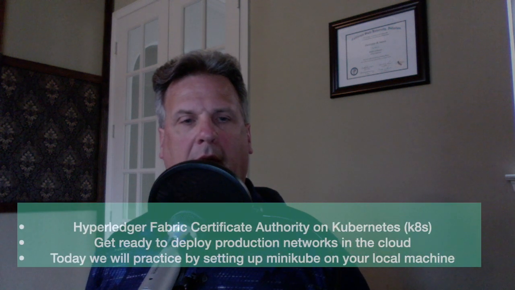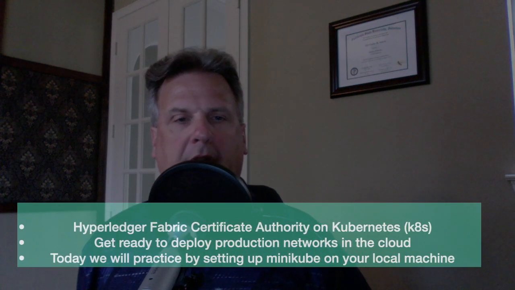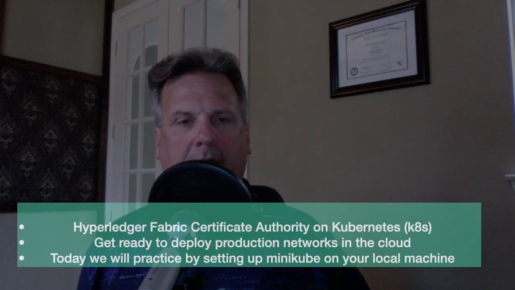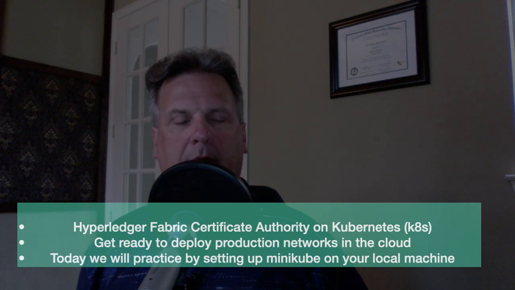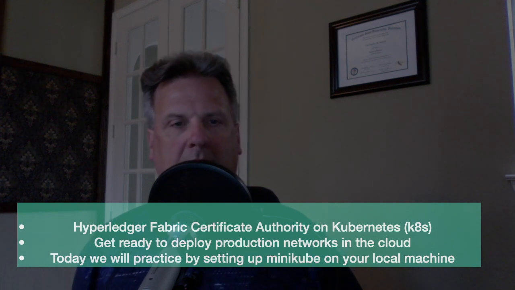What you'll learn in this tutorial is getting ready to deploy a Hyperledger Fabric Certificate Authority in the cloud. And we're going to practice doing that by using Minikube, which is a nice little local VM that Kubernetes puts out. And what we'll do is we will deploy a persistent volume claim, a persistent volume storage, we'll provision storage, and then we will actually run a deployment against the VM where we deploy a Hyperledger Fabric Certificate Authority.